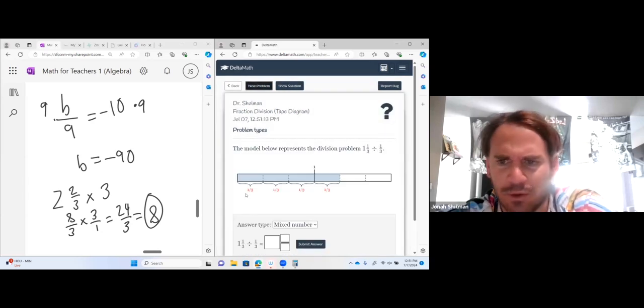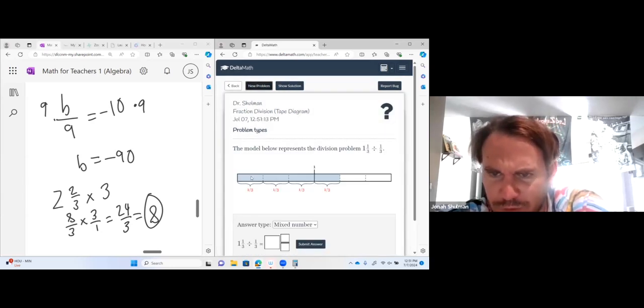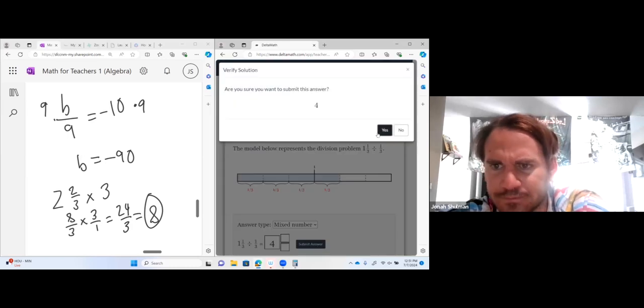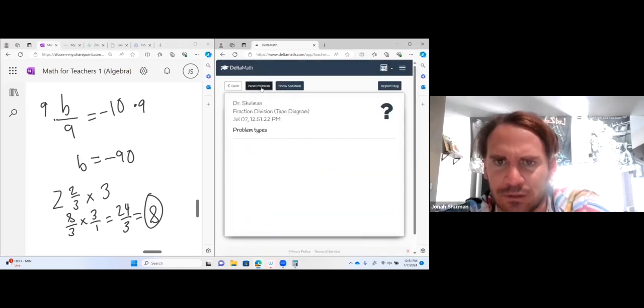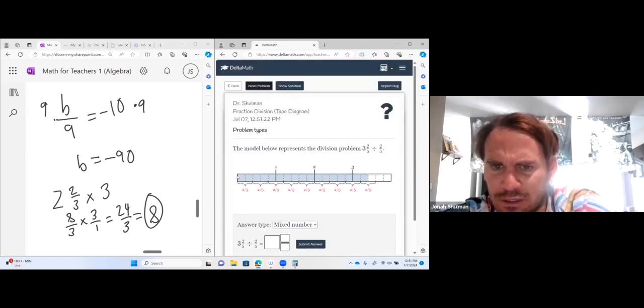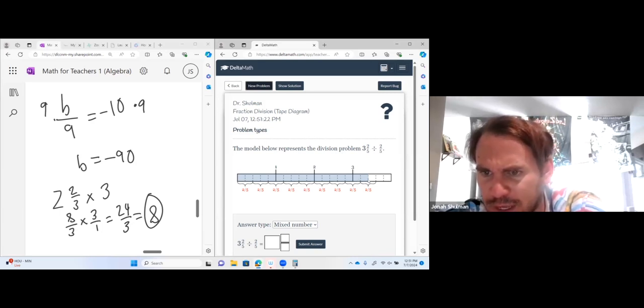All right, let's try another one. I want to do it not my way, their way. All right, so 1/3. These are all 1/3 each. 1, 2, 3, 4. This one's just 4. All right, let's try another one. All right, so this is 1, 2. So this is 3 2/5. So that's 1, 2, 3, 4, 5, 6, 7, 8 1/2.